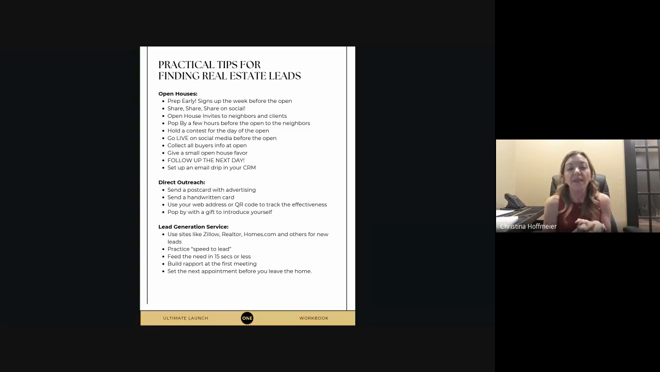All right, there's some tips on here for direct outreach, like sending a postcard with advertising. Send handwritten cards. This is probably what I do the most. This is like my claim to fame, is sending a handwritten card. This is not a pre-printed card. I mean, obviously there's a card and it'll say like happy house anniversary or happy birthday or just thinking of you or whatever. But I actually write in my cards with my pen and I sign my name with my pen. And then when I write the envelopes, I hand write them.